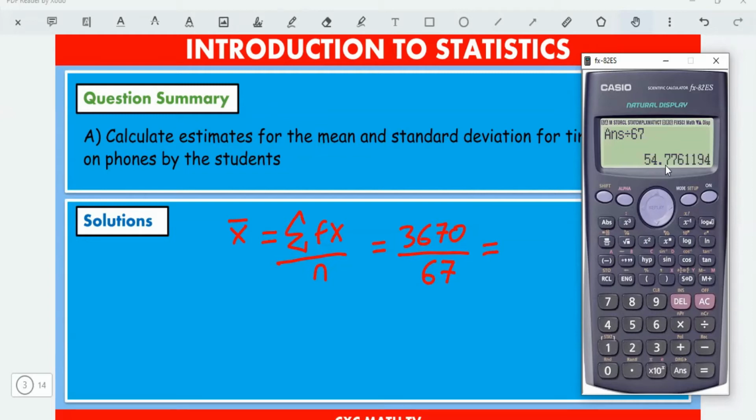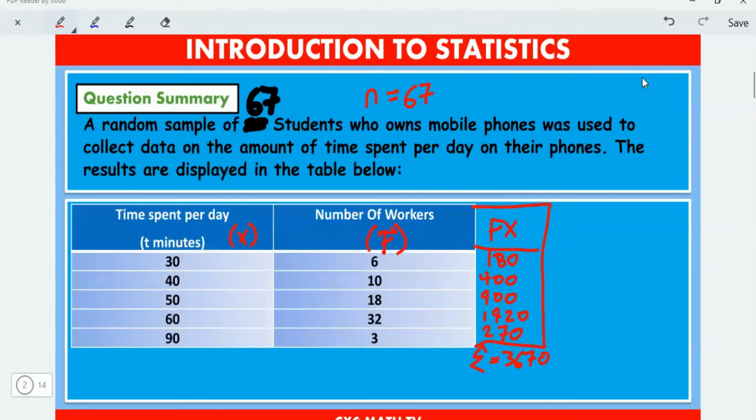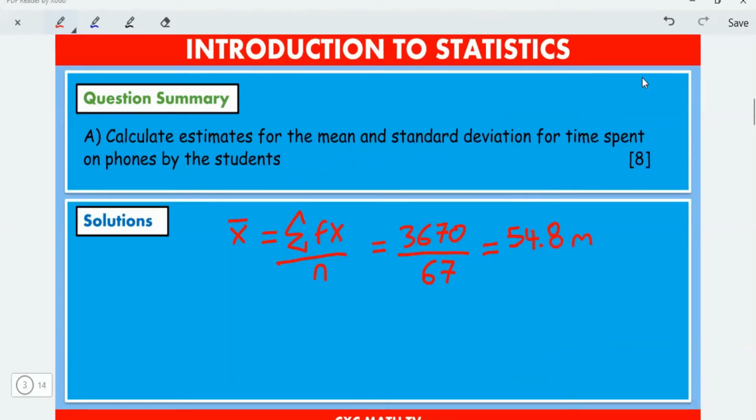So we get 54.77. Let me just write 54.8. And remember to put your units in, it's in minutes. It's 54.8 minutes. So that's the average time that these students spend on their cell phone. What's the average time that you spend on your cell phone?